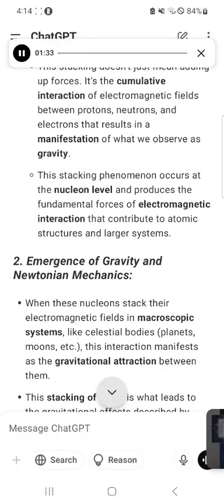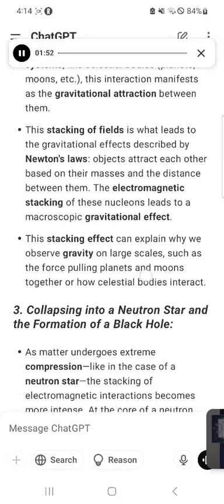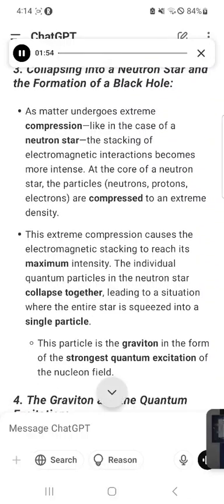Objects attract each other based on their masses and the distance between them. The electromagnetic stacking of these nucleons leads to a macroscopic gravitational effect. This stacking effect can explain why we observe gravity on large scales, such as the force pulling planets and moons together, or how celestial bodies interact. 3. Collapsing into a neutron star in the formation of a black hole.